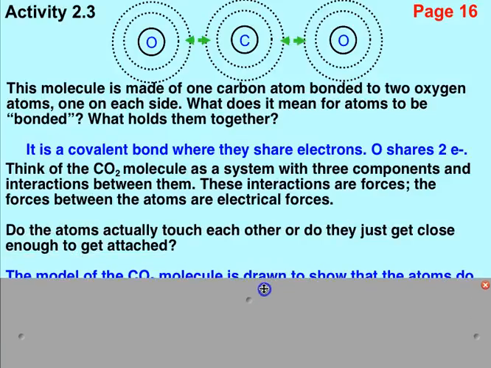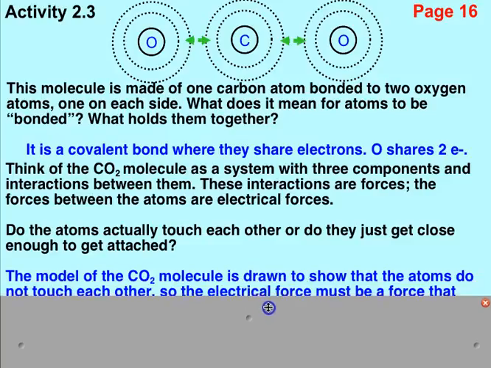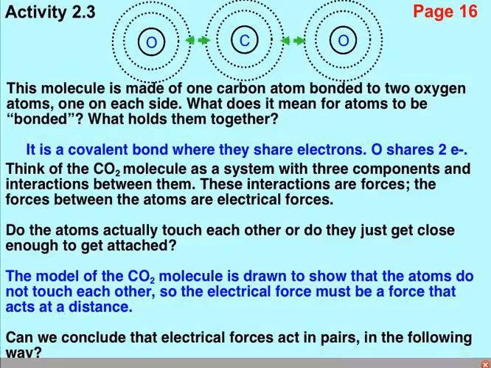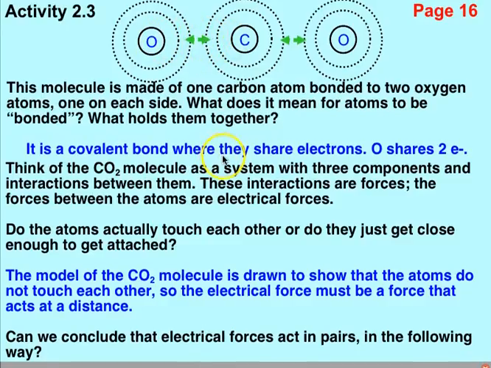So, do atoms actually touch each other, or do they get close enough to be attracted? Well, in the models of the CO2 that you see up here, these molecules are shown and they actually don't touch each other. They get very close to touching each other, but they don't actually touch. It's the electrical forces that act at a distance that keep them bonded together. So they don't have to be a contact force. So can we conclude that electrical forces act in pairs in the following way? Yes. The oxygen is going to attract the carbon, and carbon is going to attract the oxygen.